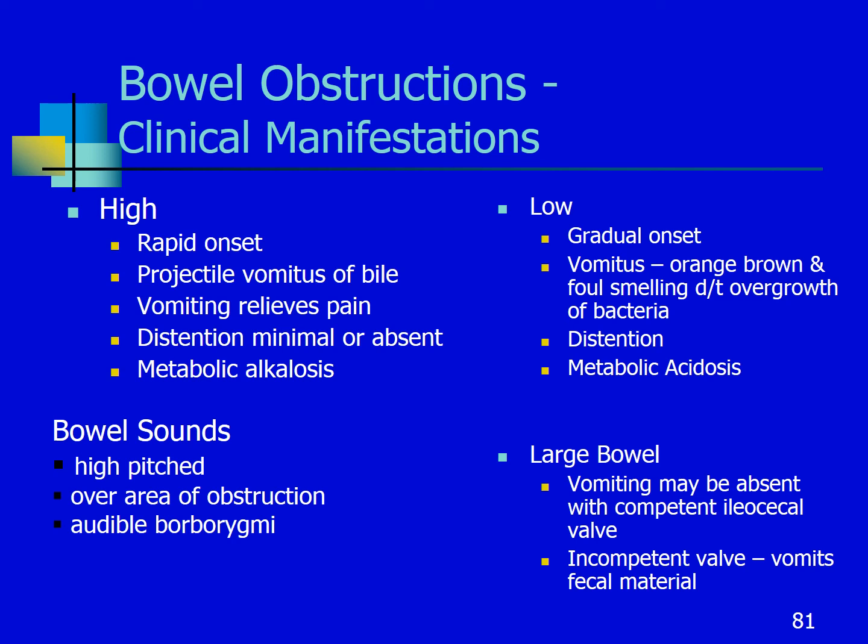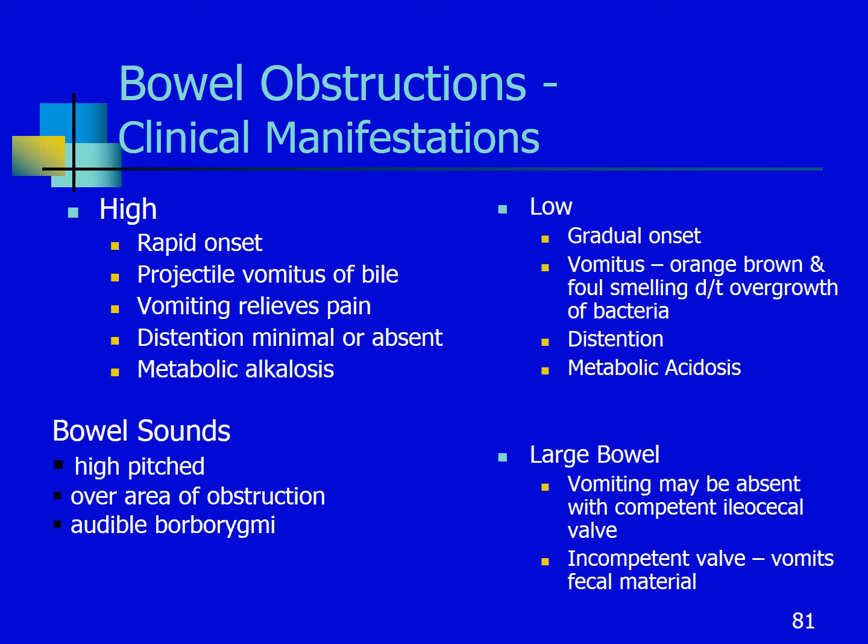So clinical manifestations: higher above the obstruction or lower, right? With a high obstruction there is rapid onset and projectile vomiting, and usually the vomiting relieves the pain. Distension is minimal. There's metabolic alkalosis, right? With a lower obstruction, there is gradual onset. The vomit is orange-brown and foul smelling, right? Distension and metabolic acidosis.